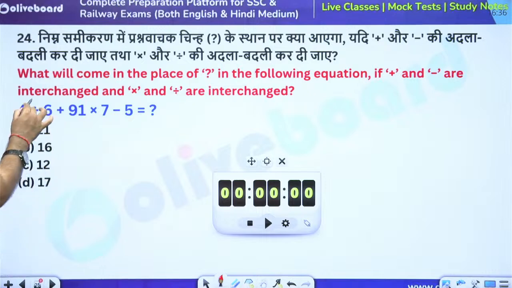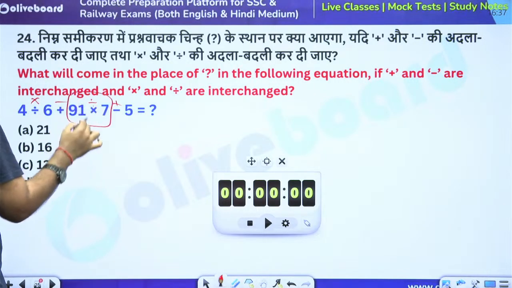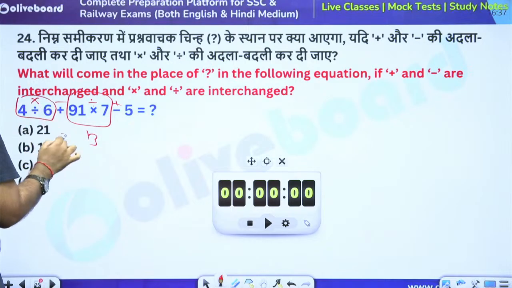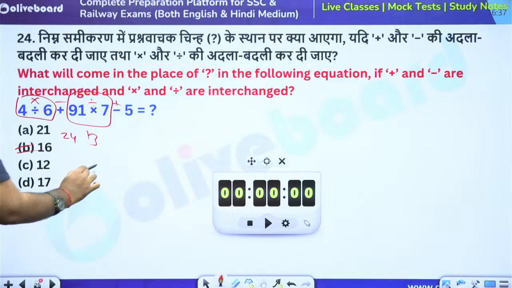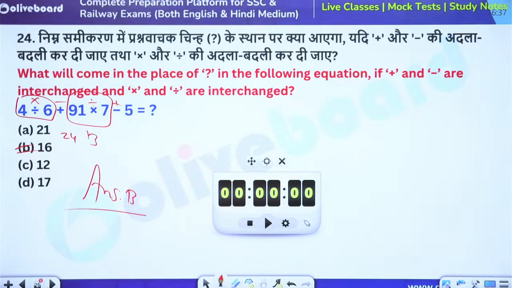Into and divide. So this is 13, this is 24, 16, 29 minus 30. Next.